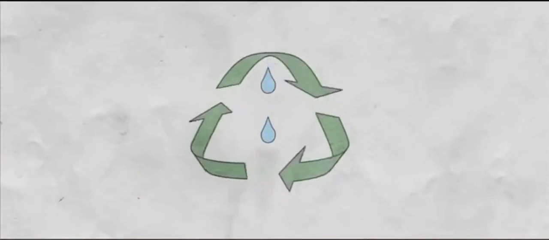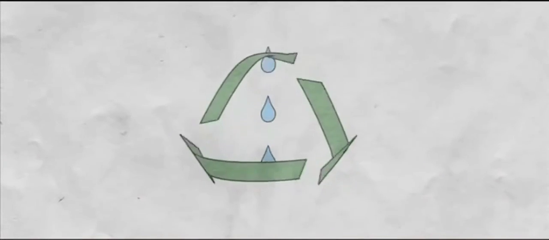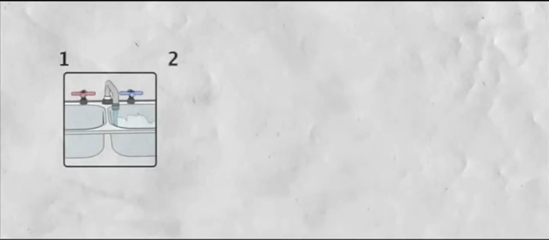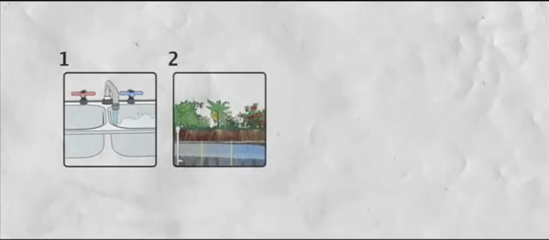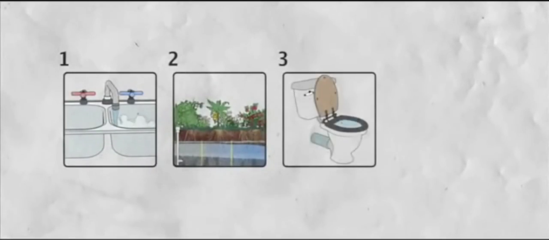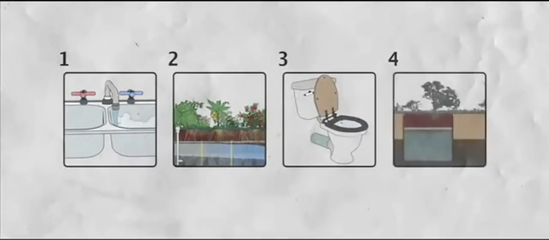In short, Earthships make very efficient use of the captured water by using it 4 times. First, you use it to wash, then to water your indoor garden, then to flush the toilet, then to water your landscaped garden.